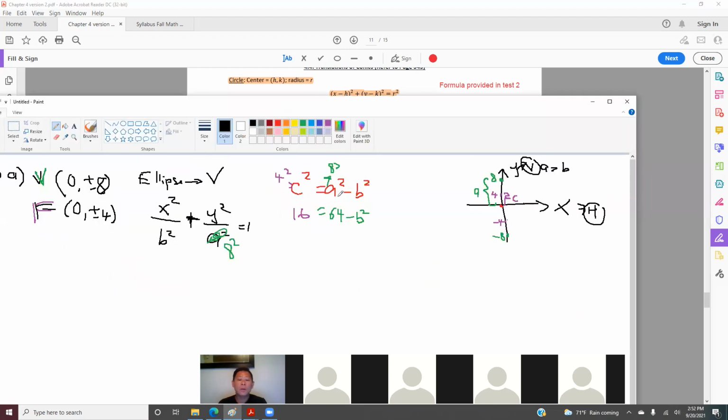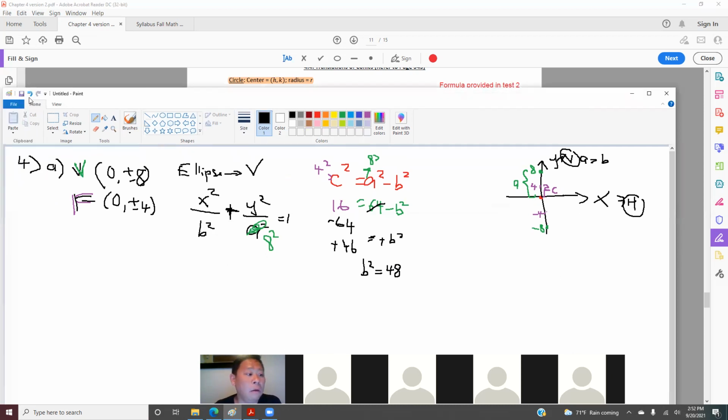So I will subtract 64. Anyone has a calculator here? What's 16 minus 64? -48. And the B, the negative will cancel. So your B squared in this case is 48. Drink some water. So now we know B squared, which is 48. So can you tell me what is the equation of this ellipse?